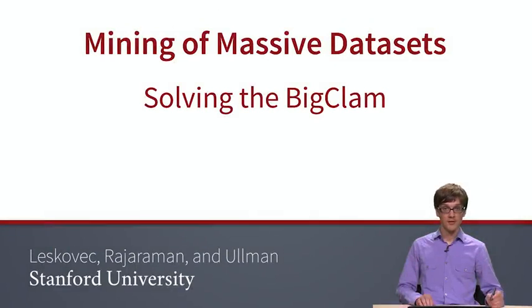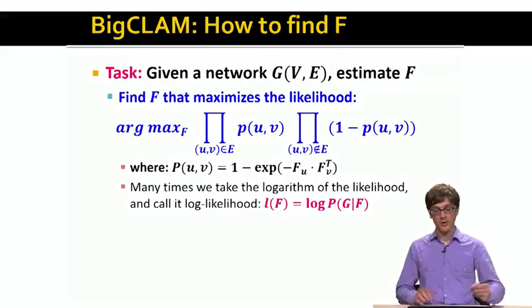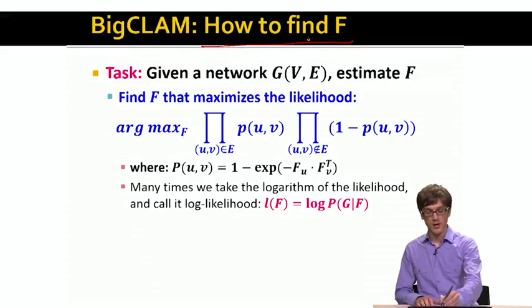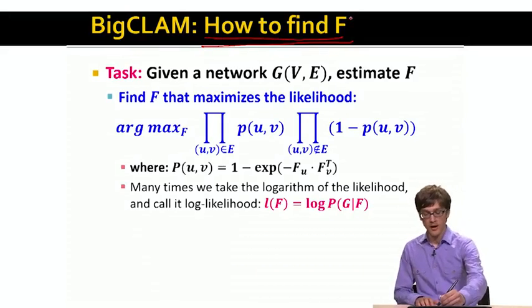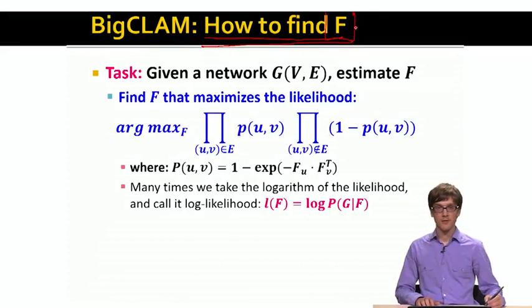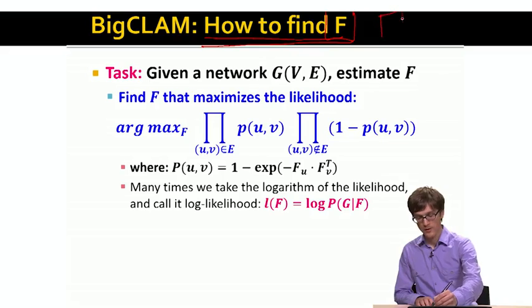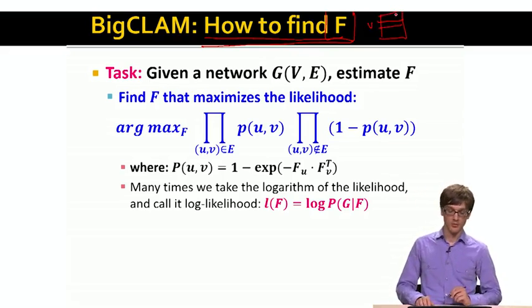So now that we have defined our relaxed version of the affiliation graph model, the whole trick is to say, okay, how do we find our community affiliation matrix F? This is the matrix where for every node, we know what communities that node belongs to. So how do we do this?